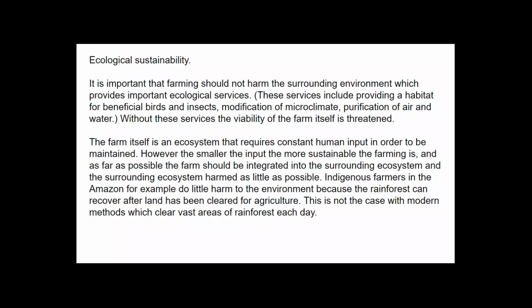And as far as possible, the farm should be integrated into the surrounding ecosystem, and the surrounding ecosystem harmed as little as possible. So indigenous farmers in the Amazon, for example, do little harm to the environment because the rainforest can recover after the land has been cleared for agriculture. But this is not the case with modern methods, which clear vast areas of rainforest each day. So in Brazil, lots of rainforest is being cleared. And there's a question as to whether this land will ever be able to recover from the abuse that it's being subjected to now.